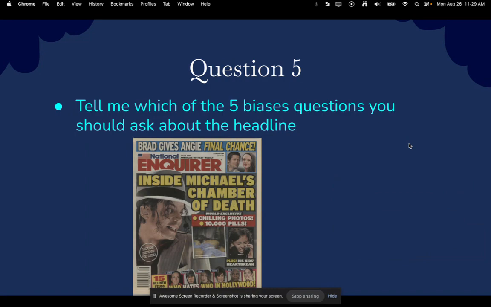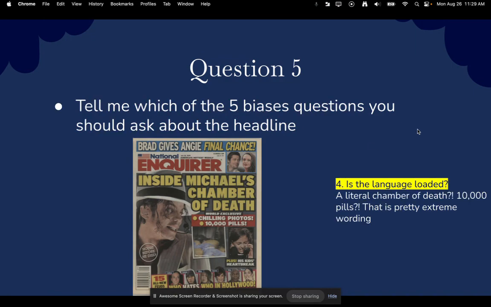All right, tell me which of the 5 biases questions you should ask about this headline. That's right. Is the language loaded? Yeah, so saying that there's a literal chamber of death and there's 10,000 pills, that's pretty extreme wording. With is the language loaded? That one really comes into play a lot with the gossip magazines.